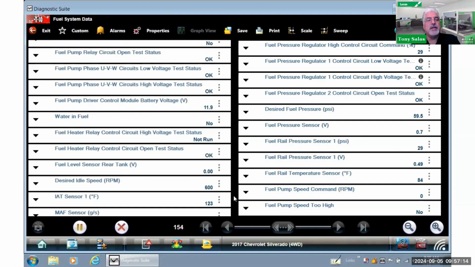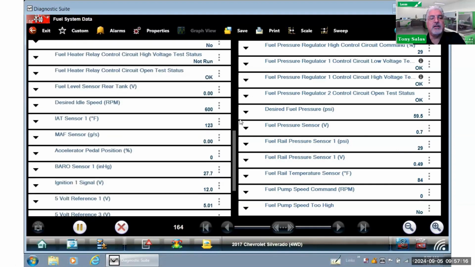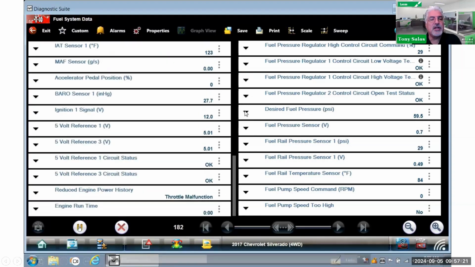Make sure you've done your basics here. But again, we can look at all that information there. But something that's also very important to understand is your ignition voltage, battery voltage.